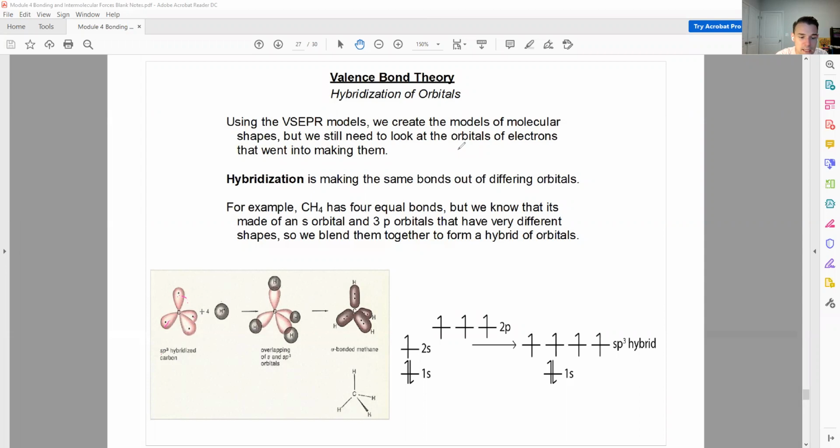So when these guys come to bond, remember it's overlap is the bonding. They end up having a bond, a molecular orbital that is hybridized and overall the same. So it's the same all over. It doesn't look like this. It ends up forming a hybrid to be in between the p and the s that's come together.